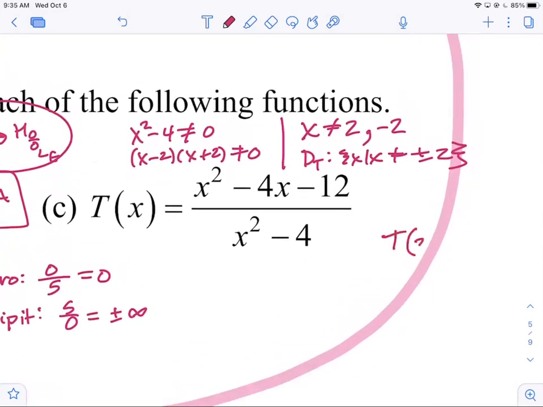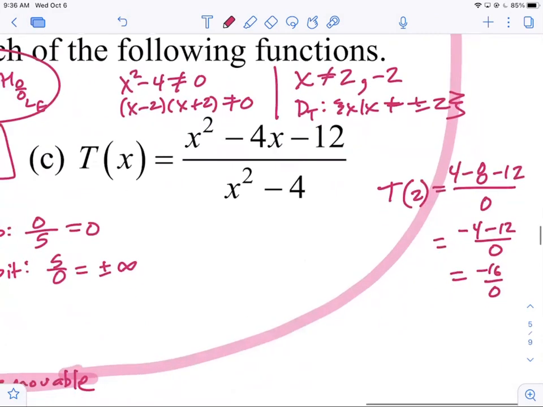Let's try t of 2. If I plug a 2 into the top, I get 2 squared is 4. Minus 2 times 4 is 8, minus 12, all over 0. That gives me negative 4 minus 12 over 0. That's negative 16 over 0. So guess what this function has at 2? A VA. Good. We have a vertical asymptote at x equals 2.